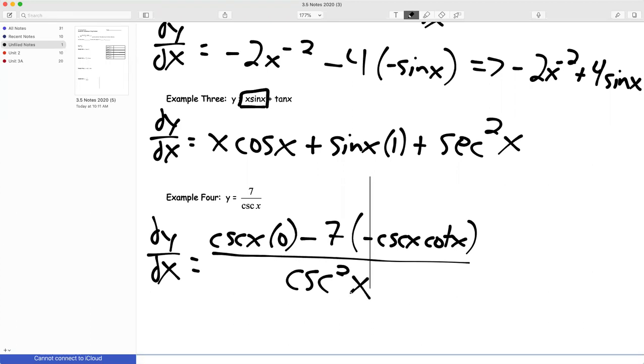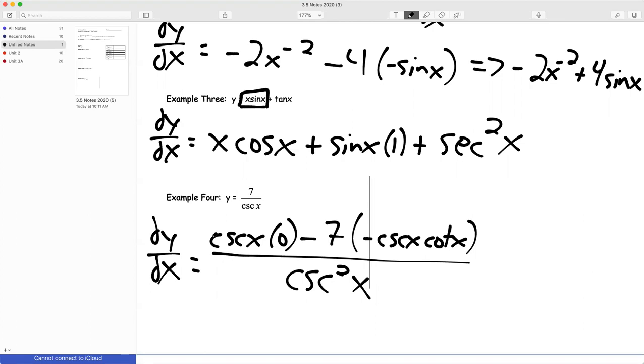Why would you just split the cosecant? I did. Oh, these are equivalent. I could write this as cosecant of x in parentheses and then squared, or I could write it like that. Either one of those. So let me clean this up a little bit.